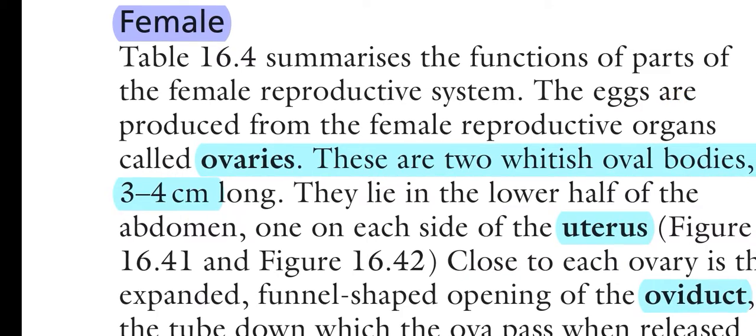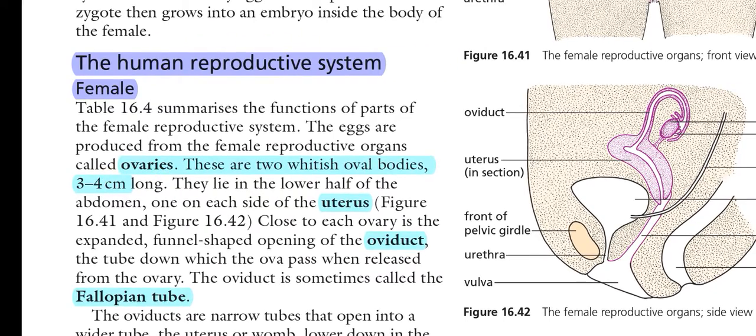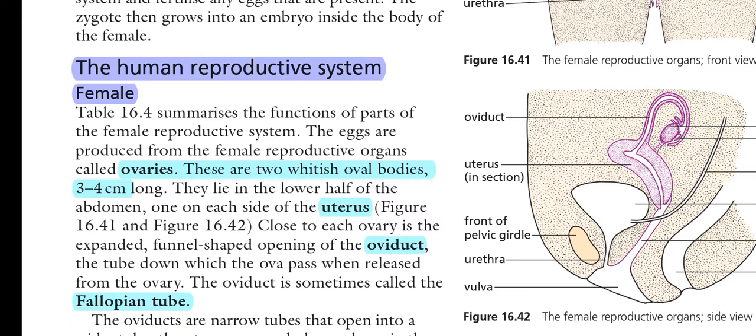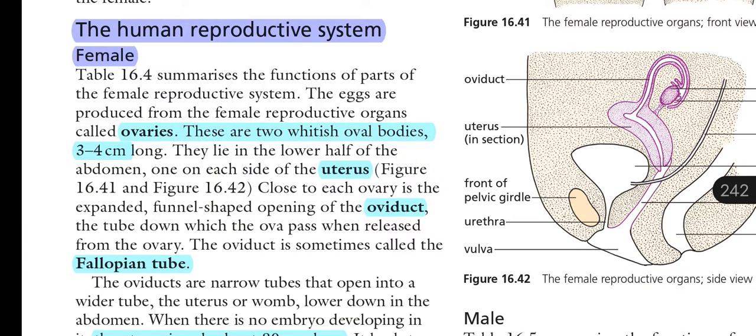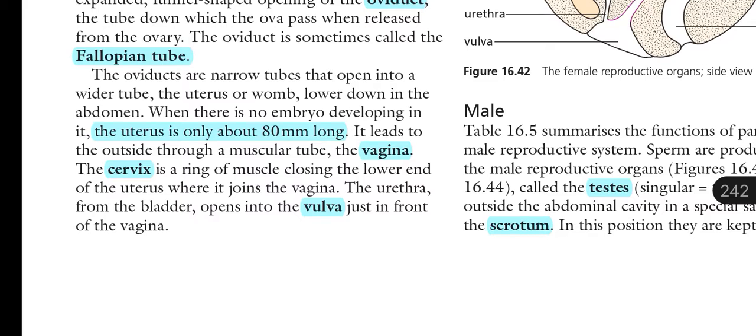The eggs are produced from the female reproductive organs called ovaries. These are two whitish oval bodies, 3 to 4 cm long. They lie in the lower half of the abdomen, one on each side of the uterus. Close to each ovary is the expanded funnel-shaped opening of the oviduct, the tube down which the ovum passes when released from the ovary. The oviduct is sometimes called the fallopian tube. The other name for oviduct is fallopian tube.